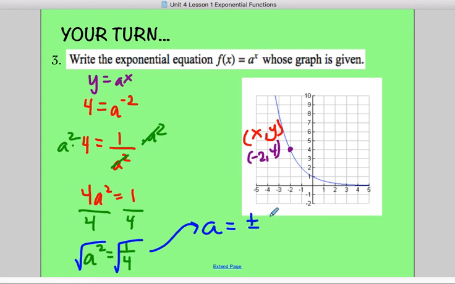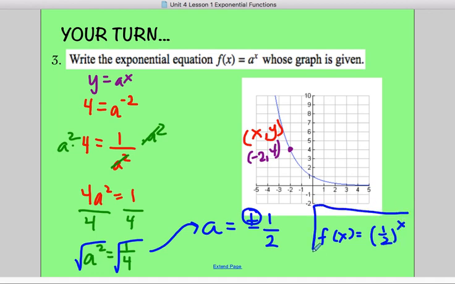Well, the square root of 1 is 1, and the square root of 4 is 2. And now a has to just be in between 0 and 1, so we're using the positive number. So our equation is f of x equals 1/2 to the x, which makes sense because we are going down from left to right. Okay, so it should be less than 1 but greater than 0.